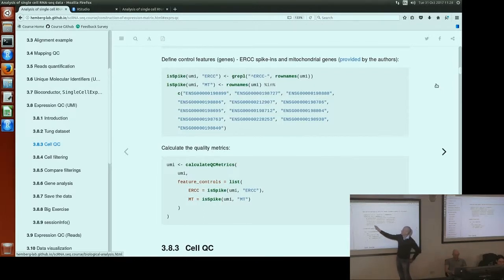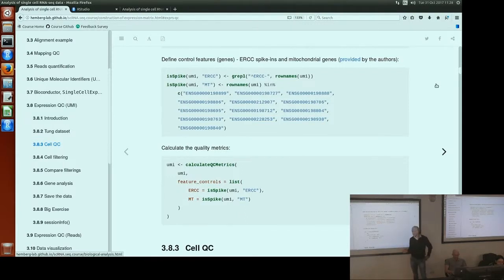We also know some of the genes which are mitochondrial genes. And these genes are usually also very useful in the quality control. If you look at the expression of mitochondrial genes, you can see whether the cells are dying. Then the expression of these genes will go up. So we also define a mitochondrial slot in our object and provide manually the gene names for that.